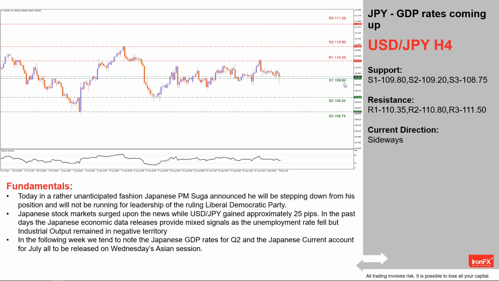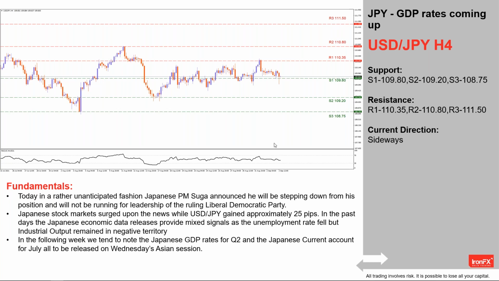In my opinion, if the S1 is breached downwards, then the S2 109.20 can be met. This was also met in the beginning of August. Lower than that, the S3 108.75 is also imminent. In case of an upward momentum above the R1 110.35, we see the 110.80, which was also last tested in August. And higher than that, at the top, we have the 111.50 level.